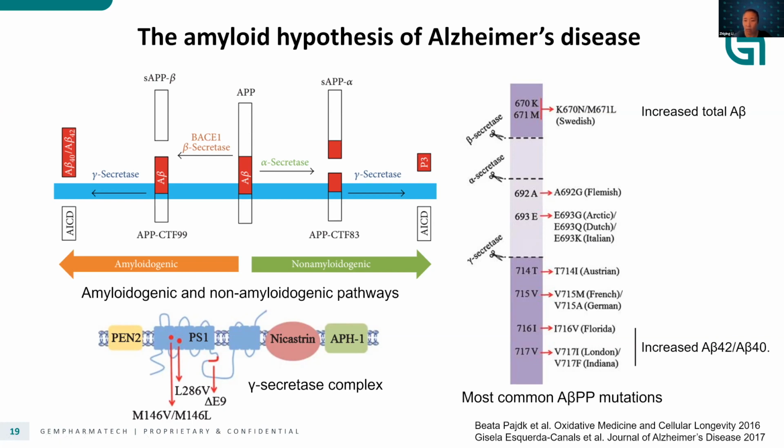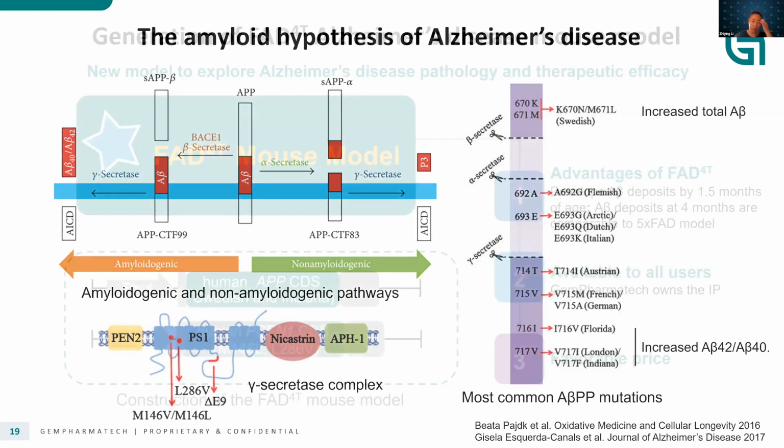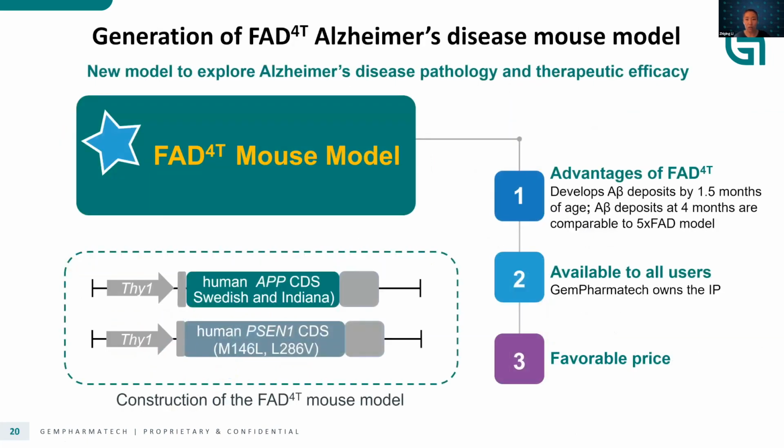the chance of A beta accumulation significantly. And then on the bottom are 3 mutations, the Florida, London, and the Indiana. You'll see the reason why I highlight those 3 momentarily. So this is the model that we have developed as an Alzheimer's model, especially focusing on the beta amyloid hypothesis.